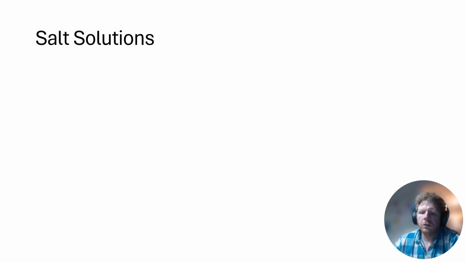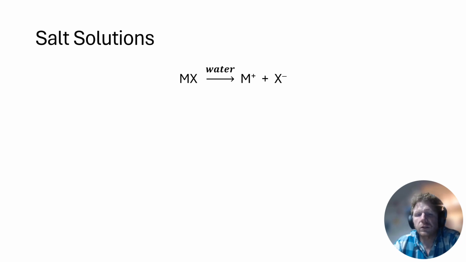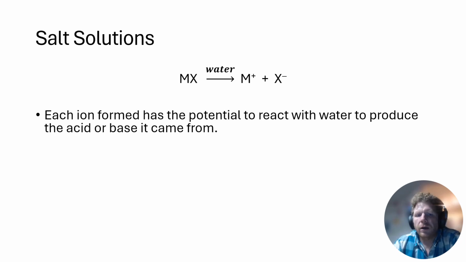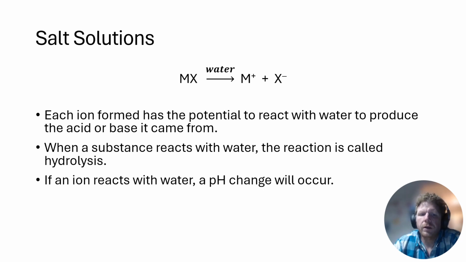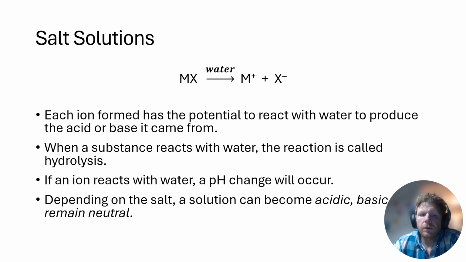Now, salt solutions. Well, MX plus water is going to cause these things to dissociate. Each ion formed has the potential to react with water to produce an acid or base that it came from. Now, when a substance reacts with water, the reaction is called a hydrolysis reaction. If an ion reacts with water, a pH change will occur. Depending on the salt, a solution can either become acidic, basic, or remain neutral.